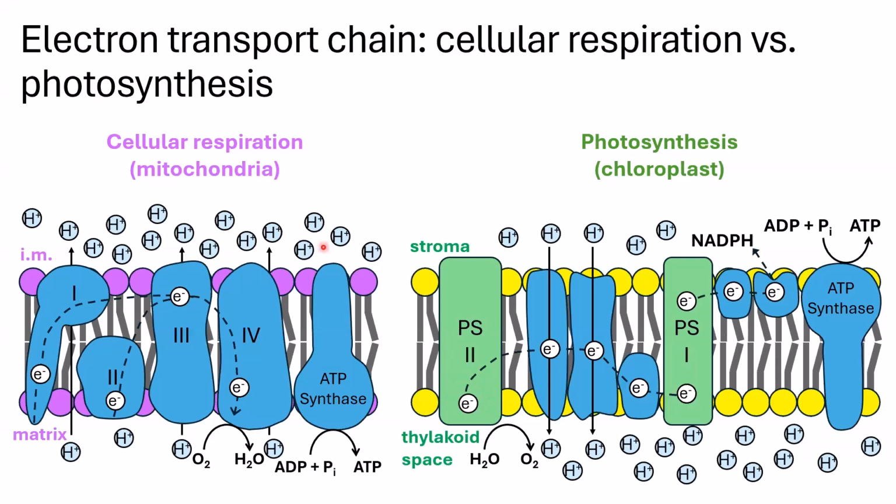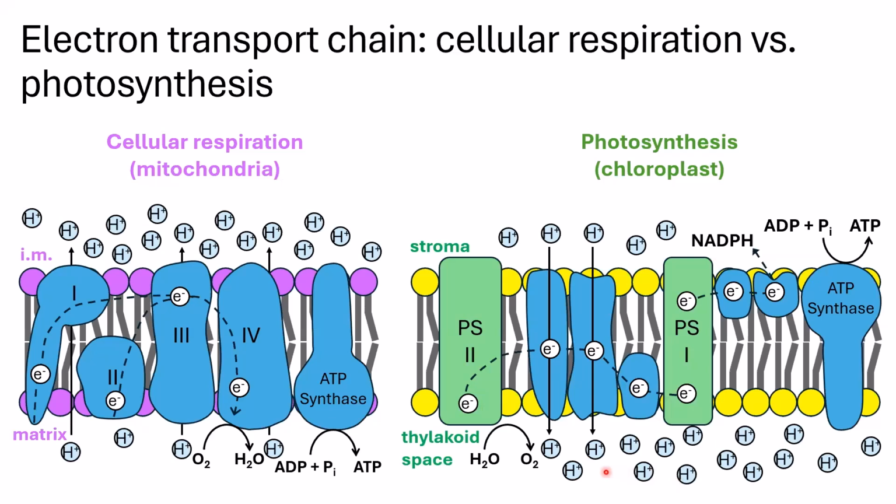In cellular respiration, the protons are pumped from the matrix into the intermembrane space, while in photosynthesis, the protons are pumped from the stroma to the thylakoid space. Both also involve oxygen and water. In cellular respiration, the oxygen is reduced to water, which also takes up 2 protons and further decreases the concentration of protons in the matrix. In photosynthesis, the water is instead split and oxidized to make oxygen as well as protons, further increasing the concentrations of protons in the thylakoid space.